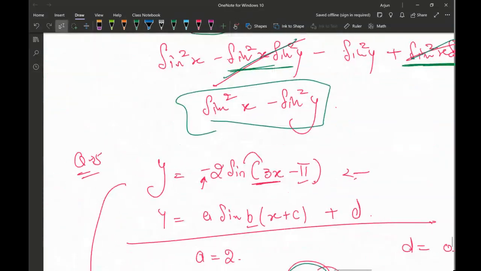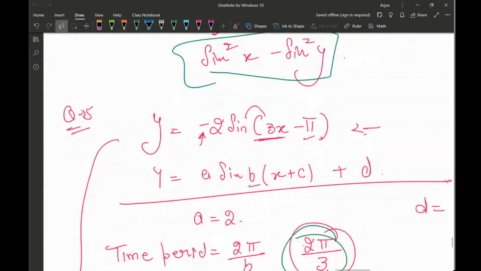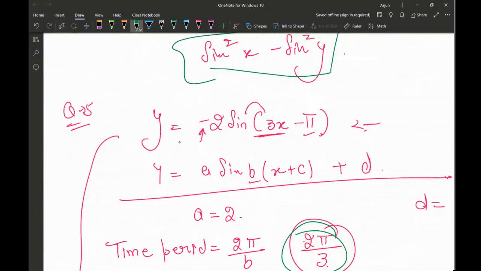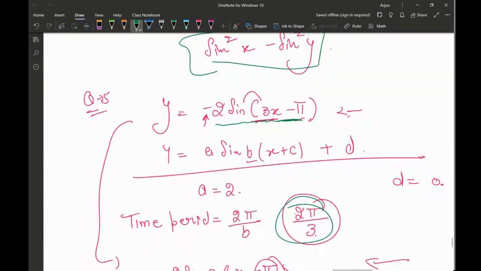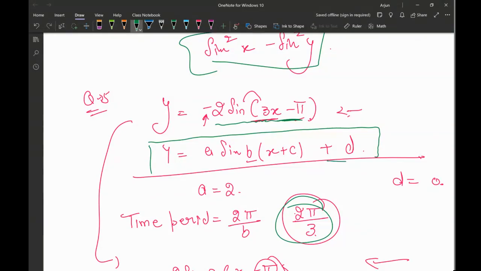All right, now let's look into question number 5. In this question, we are given y equal to minus 2 sine (3x minus pi). And what I wanted to do is draw the graph for this one. So I'm going to compare it with the equation y equal to a sine (b(x plus c)) plus d. This is the standard form of an equation. And if you don't remember, please make sure you watch the previous video also.